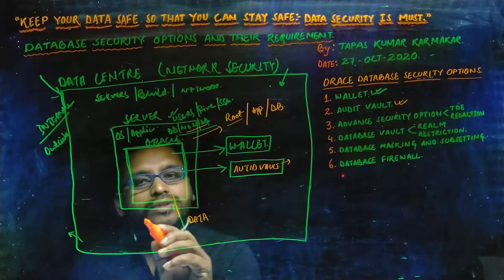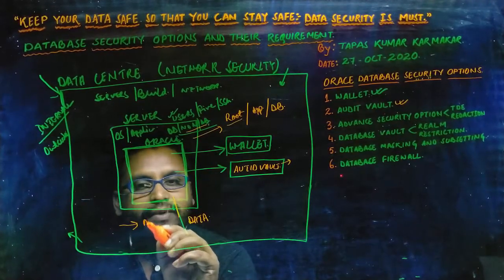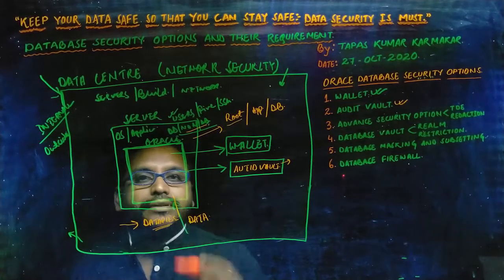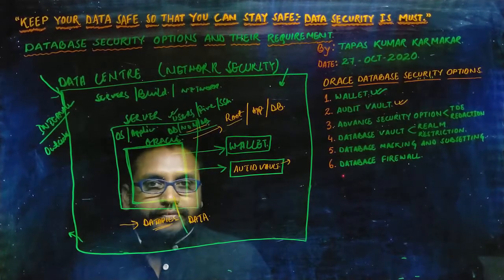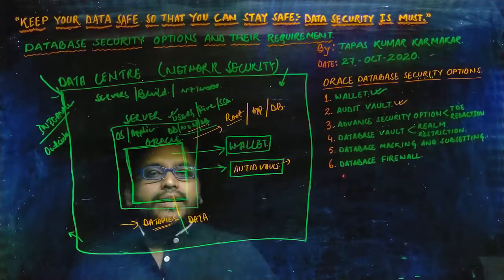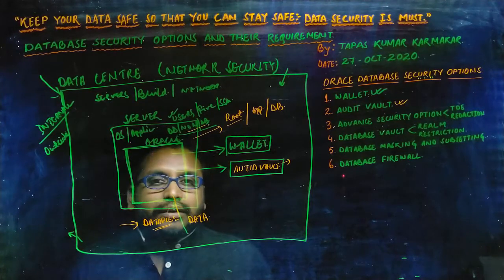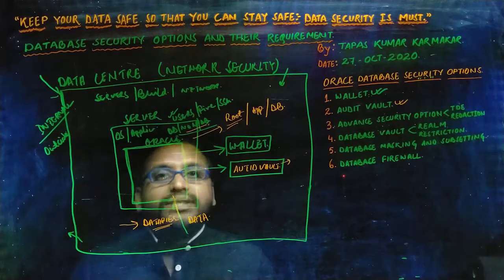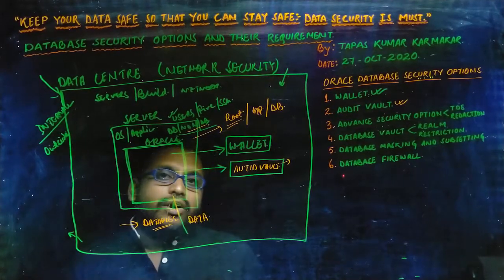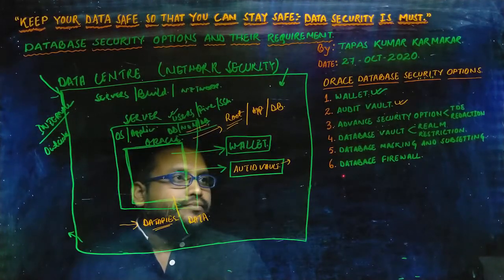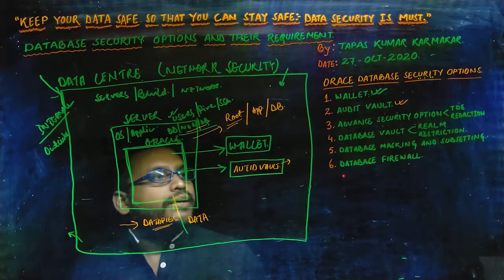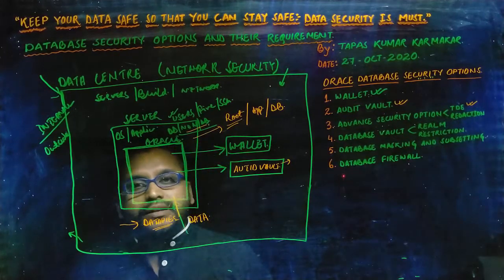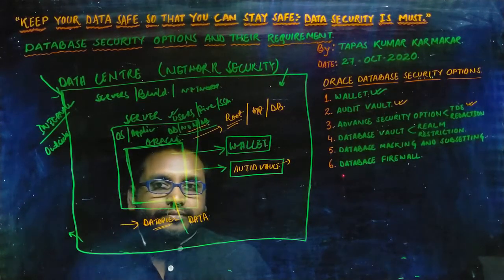Till now, the root user can also have access to the data files that are created in the system. But how can we make a check so that the root user cannot access or see the data files? For this, Oracle has an option that is called TDE, or Transparent Data Encryption.